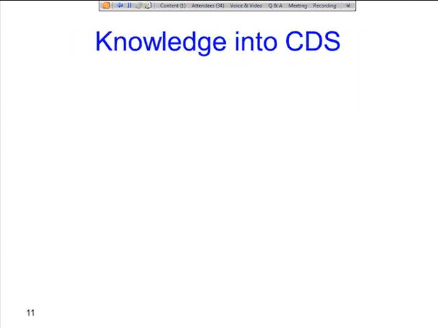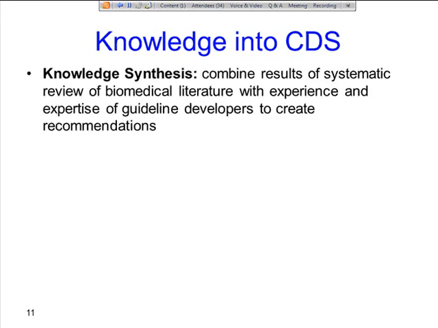So, turning knowledge into clinical decision support: as part of the GLIDES project, we've identified 3 stages of process for converting knowledge about appropriate care into decision support. Knowledge synthesis, the combining of results of systematic reviews with the experience and expertise of guideline developers to create recommendations. And again, I want to re-emphasize that what's important is that systematic review. Perhaps not so much what you found if there isn't much there, but the fact that you did it and reported in detail how successful or unsuccessful it was.